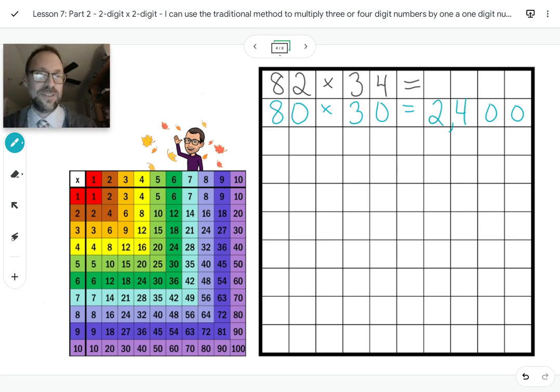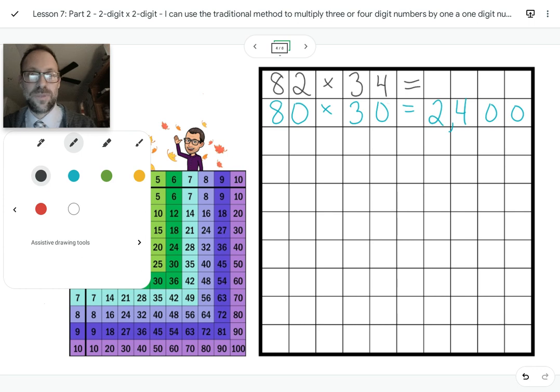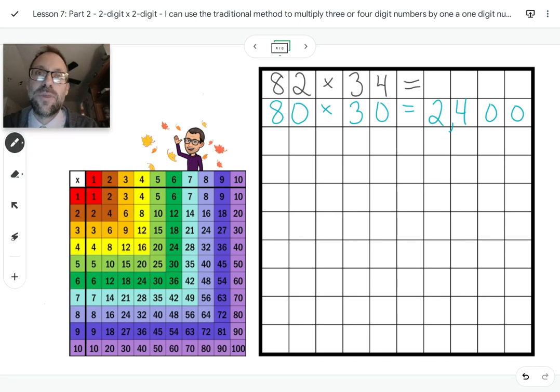All right, so let's go ahead and do step one. Step one is to copy the problem down. When we set up a multiplication problem using the traditional method, we stack up our numbers, lining up the place values. So 82, the larger of the two numbers, will go on top, and 34 will go on the bottom.